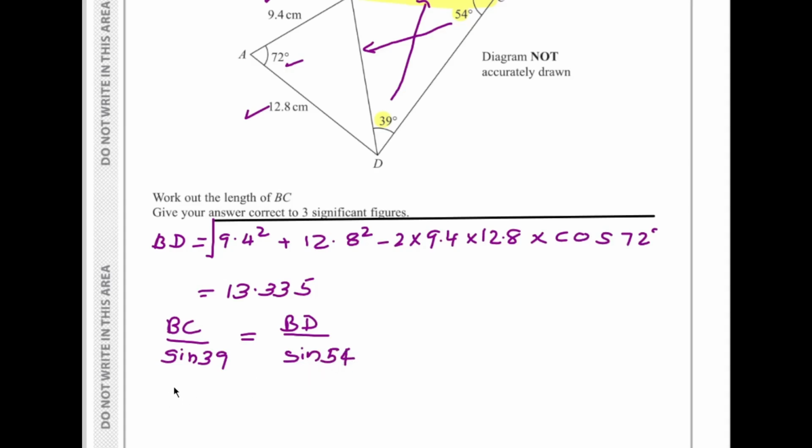So BD, what we got here, therefore BC equals BD, which is 13.335, over sine 54 into sine 39.